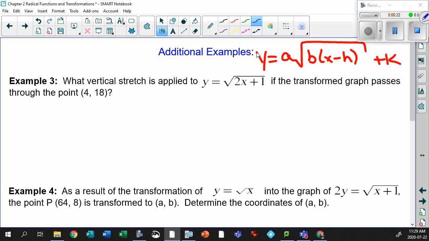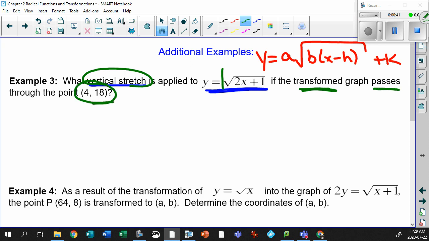It says, what is the vertical stretch when it's applied to this graph? And I know what you're saying. This graph doesn't have a vertical stretch. Well, that's the point. We're going to apply a vertical stretch. We just don't know what it is yet. And how are you going to do this? Well, the transformed graph is going to pass through a new point, (4, 18). So you're going to put some kind of vertical stretch here, and that new vertical stretch is going to force the graph to go through that point.